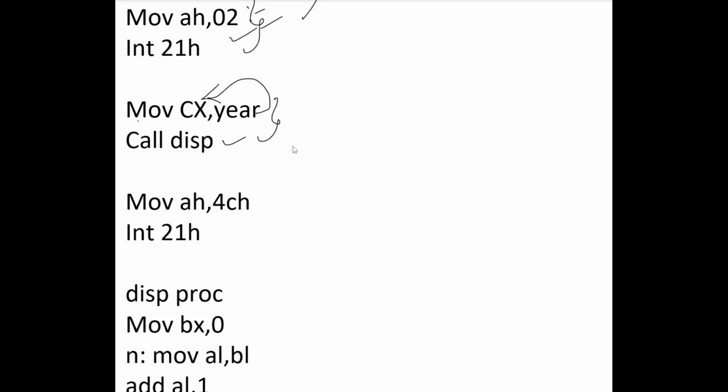The next is MOV AH, 4CH. 4C is a value which is moved to the AH register, and it always generates an INT 21H. These two lines are code termination lines.